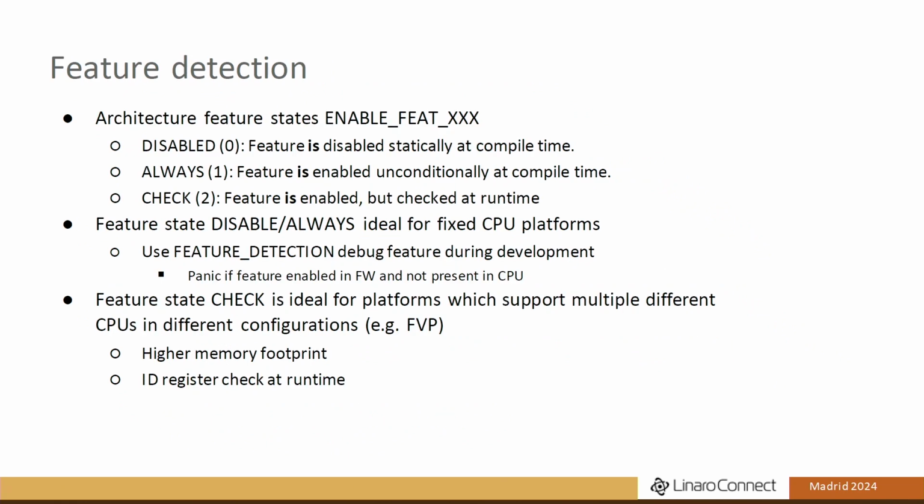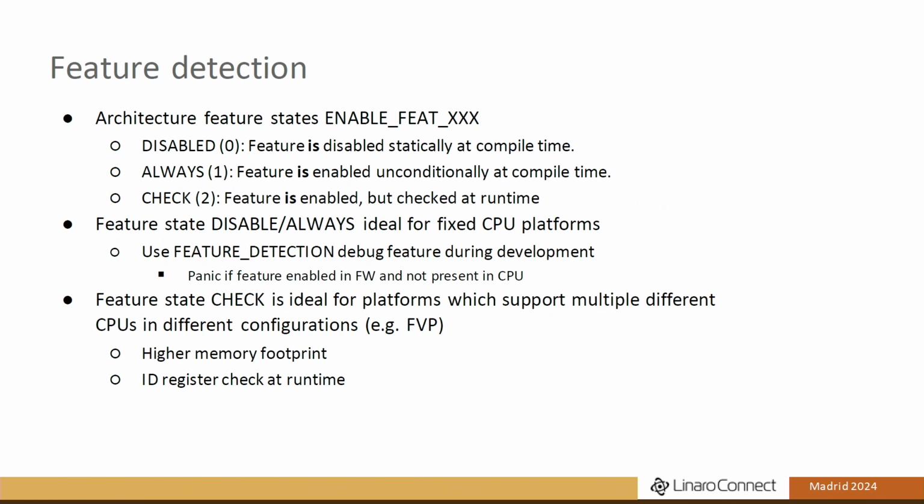Now, last year, Andre from the kernel team came up with this idea, very similar to the ID registers, of giving the lower ELs a way of getting the feature capability of the PE. So far we had static enablement of a feature, either disabled or enabled, but then came the third state, which is check. Disabled is disabled at compile time, always is always enabled, and check means it will be compiled, but at every runtime access, it will be checked for the feature presence.